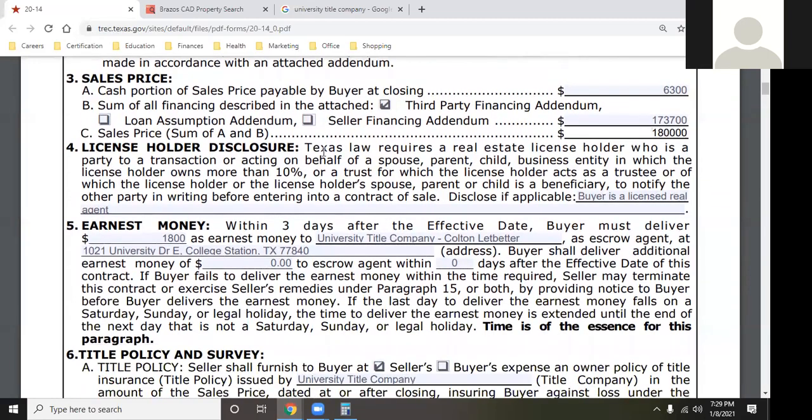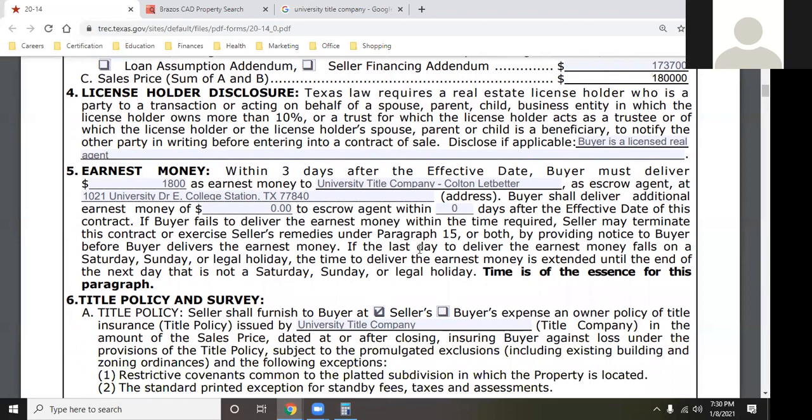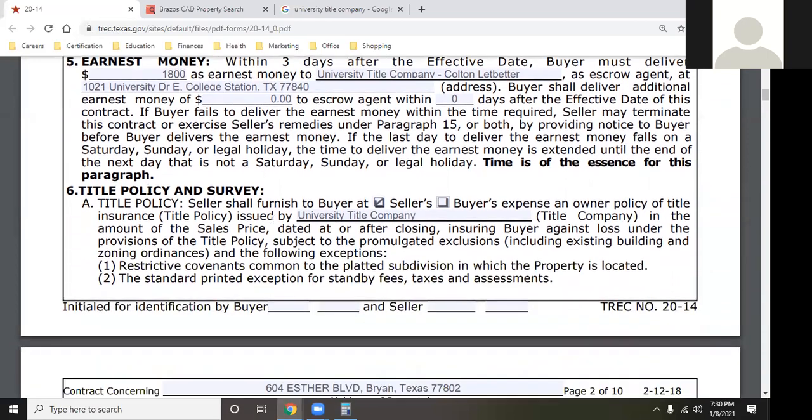Mr. Travis, are you okay with 4? Yep. Number 5, are you okay with number 5? Yep. Are you sure about that? Well, I want 2,000. You want 2,000 because you just went up on your price. So this amount right here needs to jump to 2. Okay. So we mark through that. We put $2,000. Okay. Are you okay with the title companies?